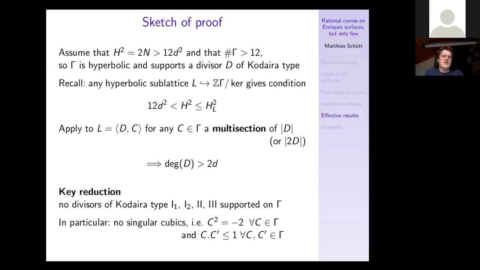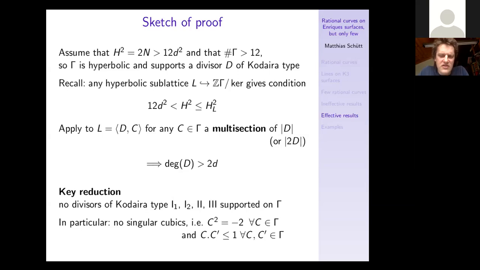Namely, this means that on your K3, on your Enriques, for K3 it's even better. I mean, oh no, for K3 it would be the same with these bounds. On your Enriques, there are no divisors of Kodaira type 1, 1, 1, 2, 2, and 3 in Kodaira's notation. So there are no singular fibers with at most one or two components supported on your set gamma. So this rules out many cases which would be kind of a pain to consider.